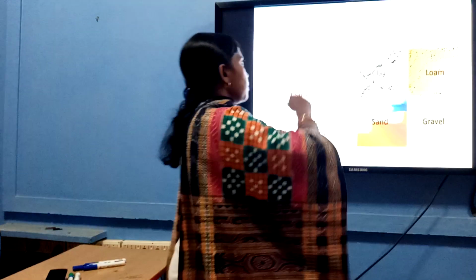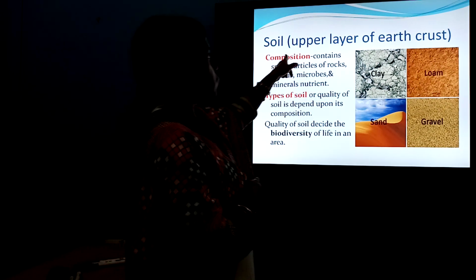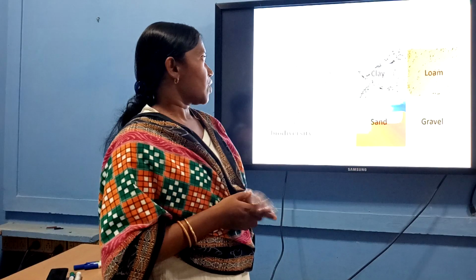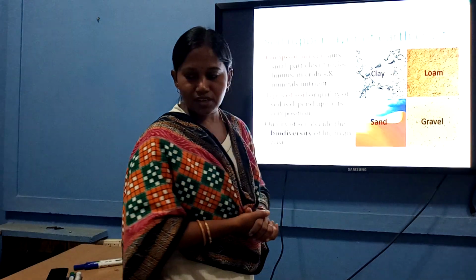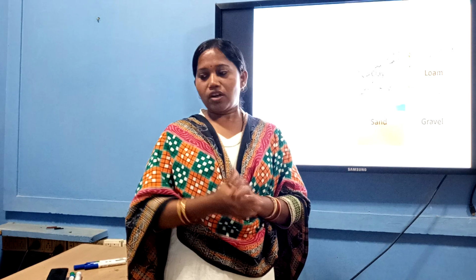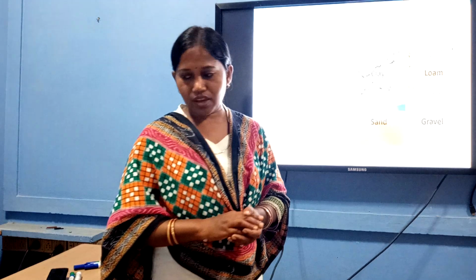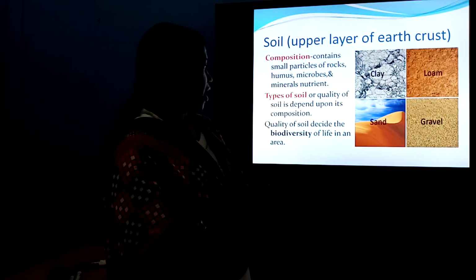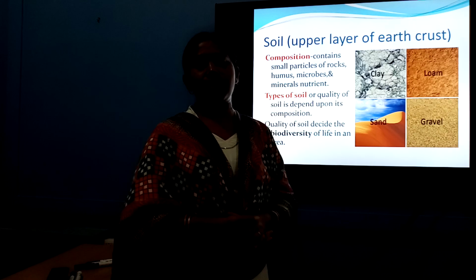Now soil. What is soil? Soil is the upper layer of the earth's crust. If you see the composition, it contains small particles of rocks, humus, microbes and mineral nutrients. Now the type or the quality of soil depends upon its composition. The quality of soil also decides the biodiversity of life in an area.